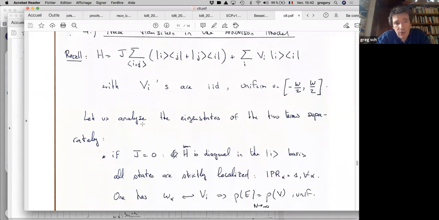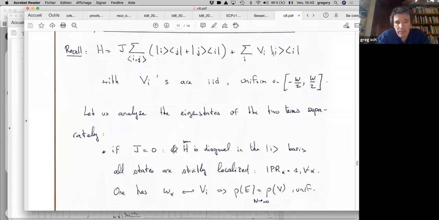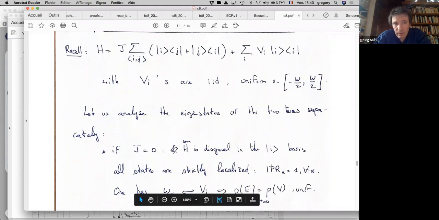J is 0 means that you don't have any hopping. You only have a potential term, an on-site potential term. And it's clear that in this case, H is simply diagonal, and it's diagonal in the I basis, which are the localized states. So in this case, all the states are strictly localized, in the very strong sense that the inverse participation ratio is just 1.